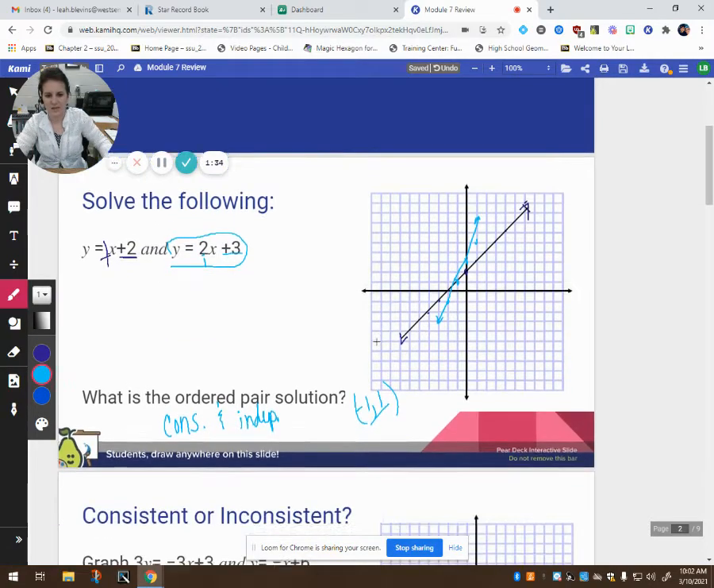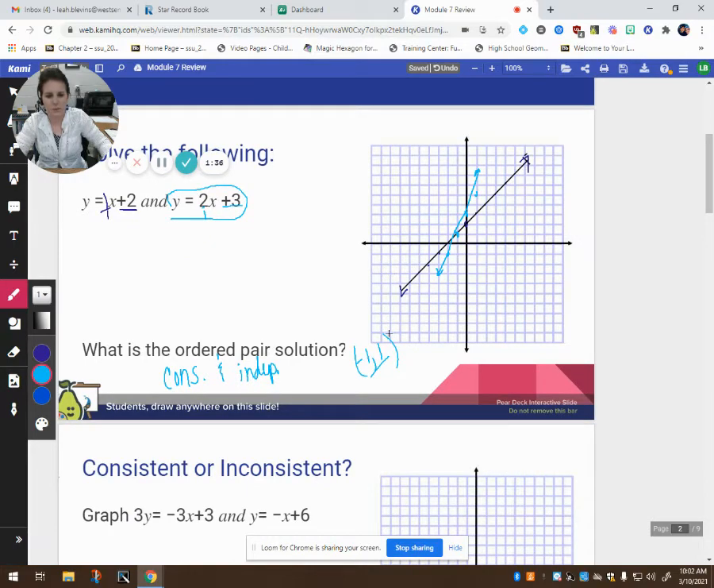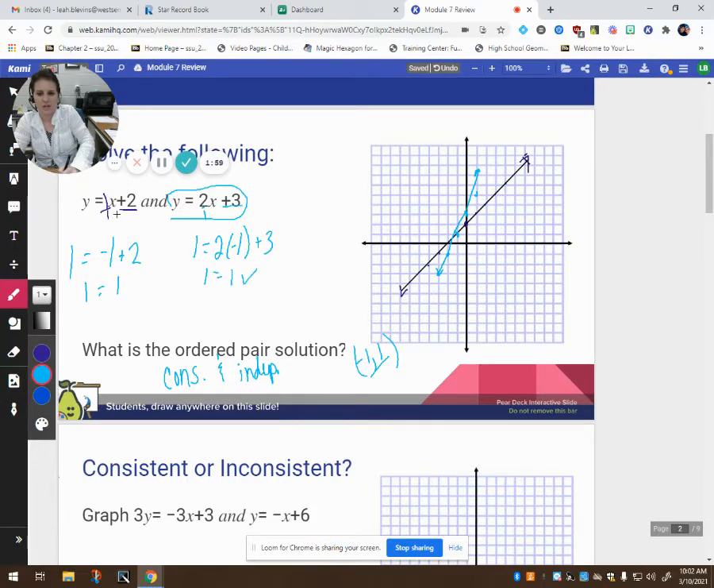Okay, so let's look at the next one. Oh, also, let me point out real quick, you can plug that back in and check. Negative 1 is my x value, plus 2 should give me a y value of 1. If we do the math, negative 1 plus 2 is 1, 1 is equal to 1. Same thing over here, 1 should be equal to 2 times negative 1 plus 3. Compute it, 2 times negative 1 is negative 2, negative 2 plus 3 is 1, so it checks.